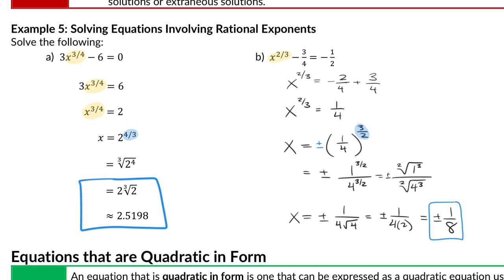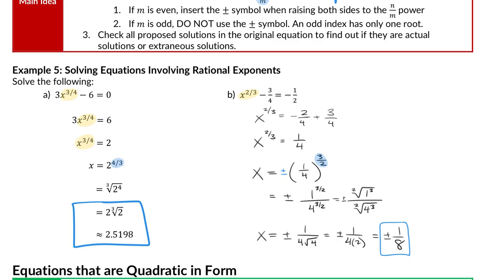Again, one more walkthrough with these: you are isolating the term with the exponent. You are raising the power to the reciprocal power, and then basically simplifying from there.